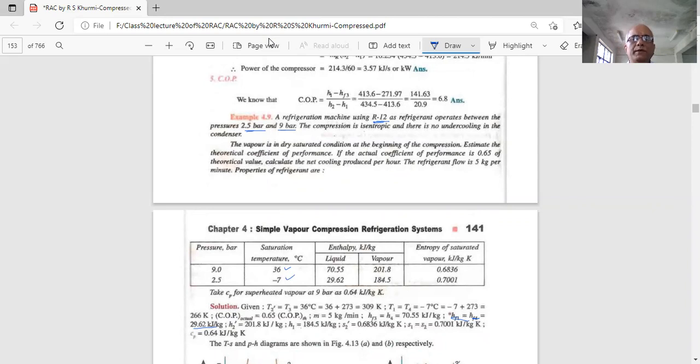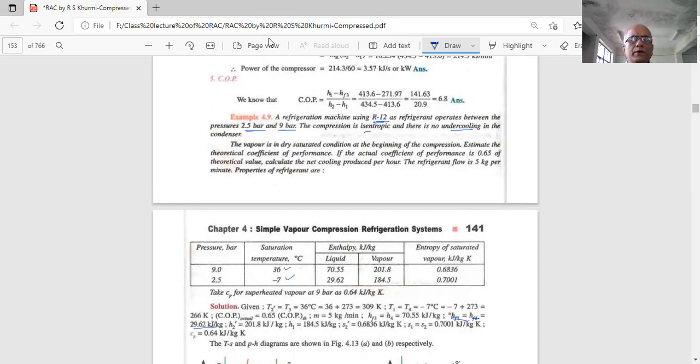The compression is isentropic. What is given? Compression is isentropic. There is no intercooling in the condenser itself. So in compression, no heat transfer or energy transfer will take place. There is no entropy change in the compression line, but at the same time there is no undercooling in the condenser. Means after the end of condensation, the refrigerant is fully saturated liquid, and no undercooling or vapor of refrigerant is present there.